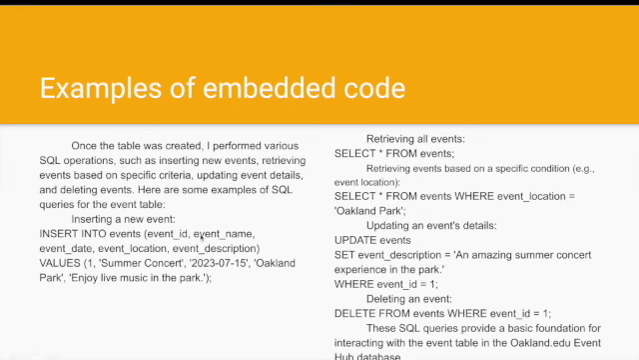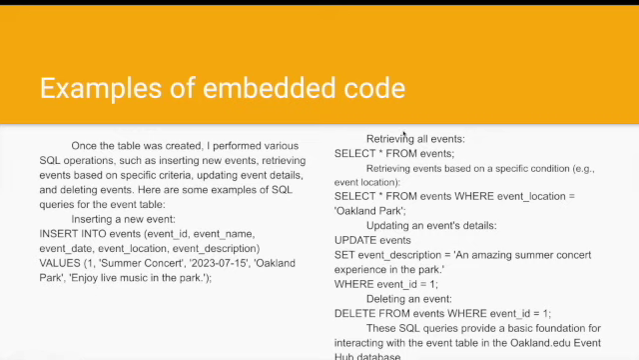Now, here are some examples of SQL queries for the event table. Just like inserting a new event. So right here is that small bit of code of it. It just basically says insert into events. This is when you want to add the event ID, the event name, date, location, and the description of the event that you want to create. We also have the values here. So this is summer concert, this is the date, with the location of it, and then this is the description: enjoying live music in the park.